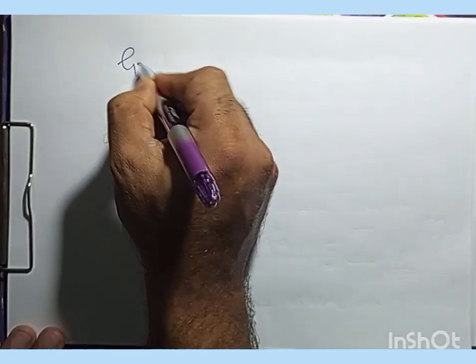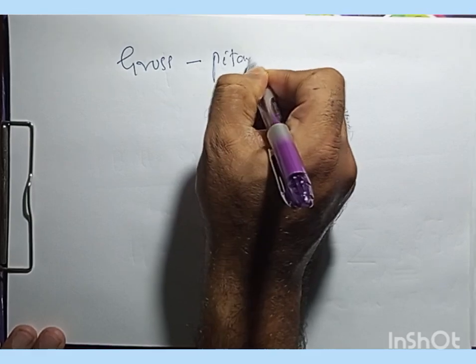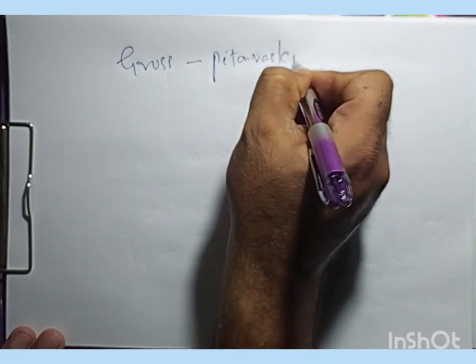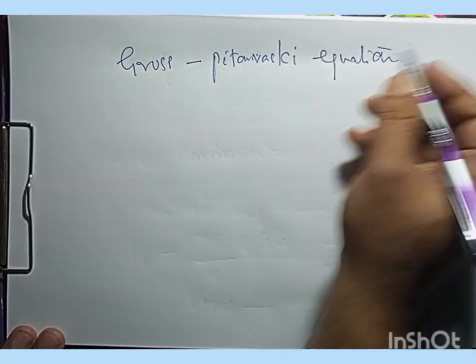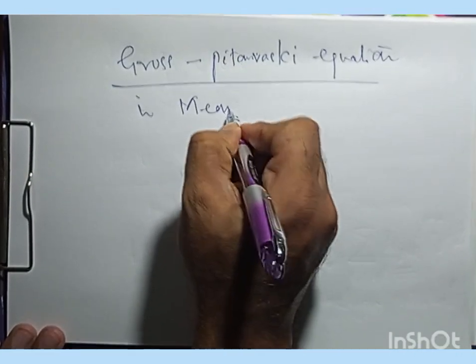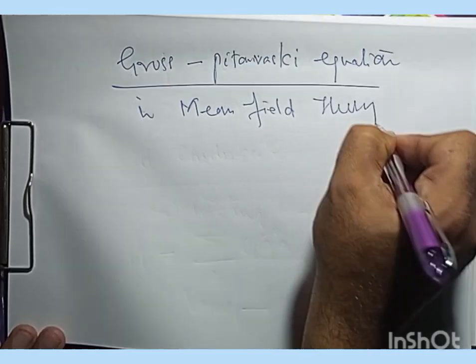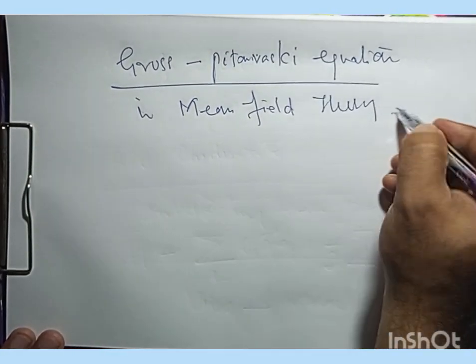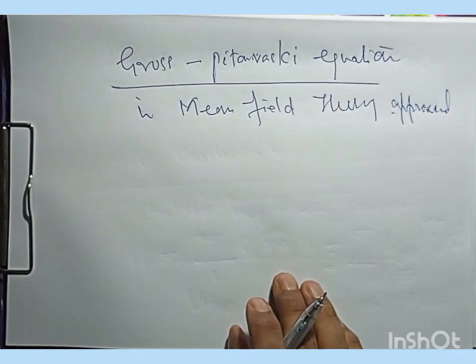the Gross-Pitaevskii equation, in what we call mean field theory. I should write approximation, because this is also an approximation.